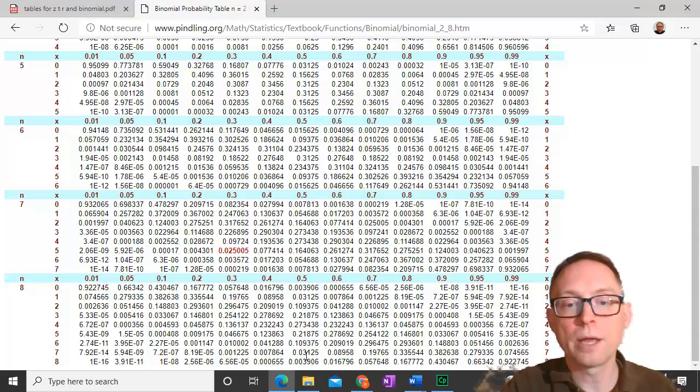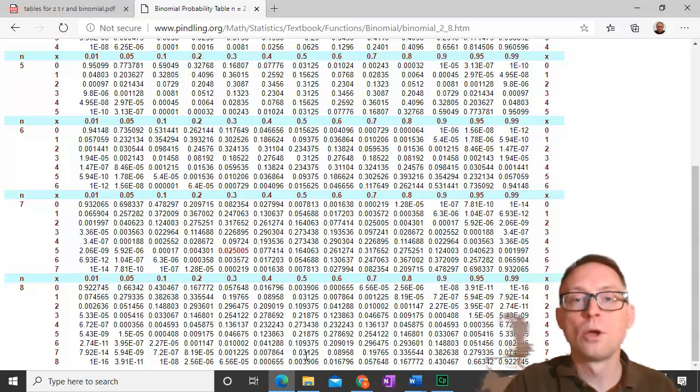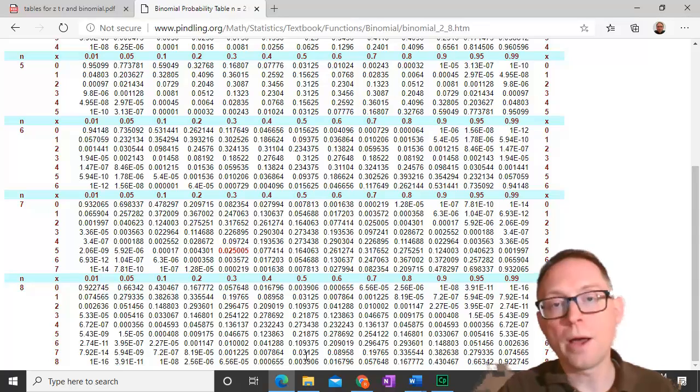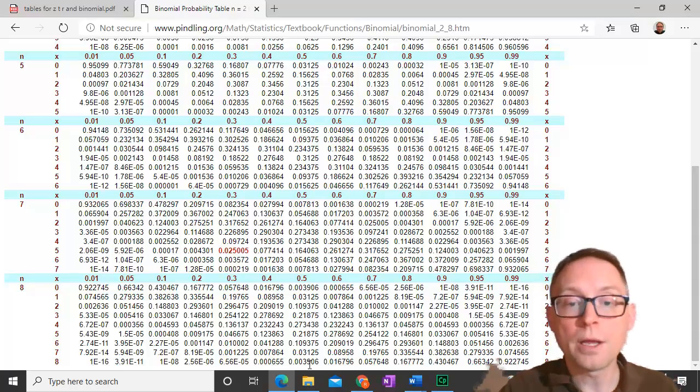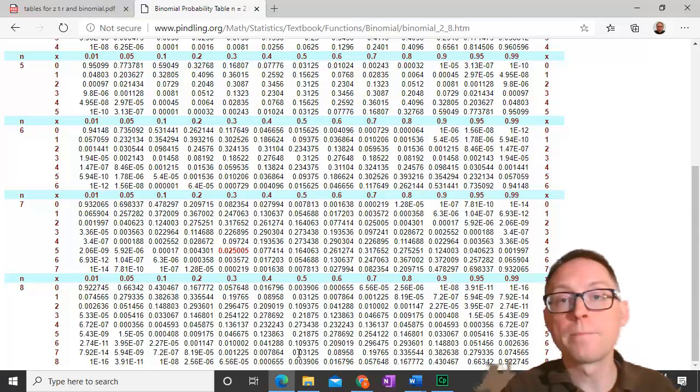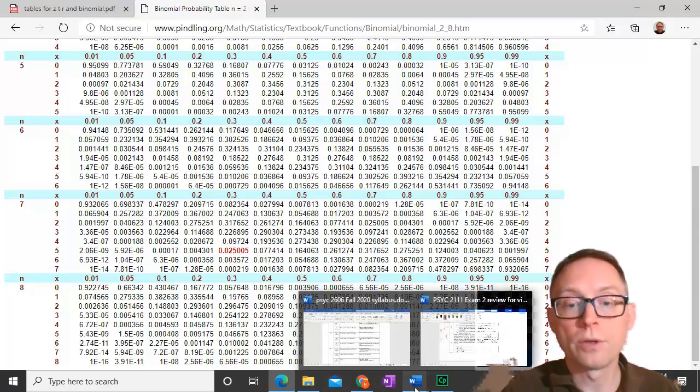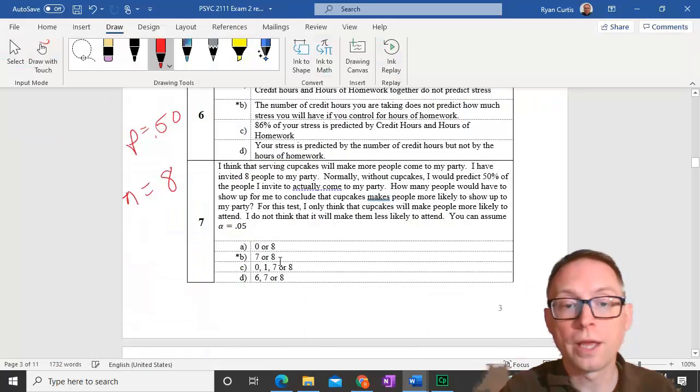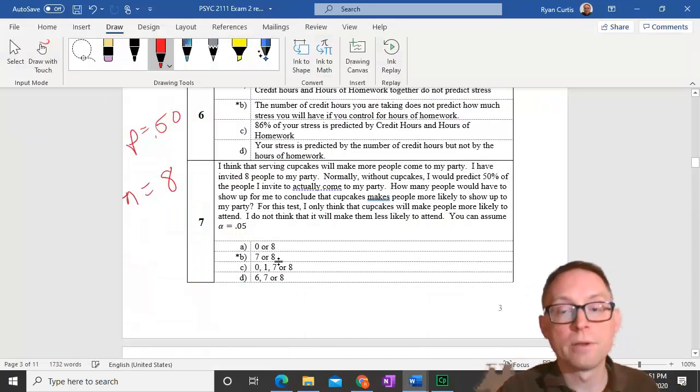It's got to be 7 or 8 people. 7 or 8 people are the only ones where we would reject the null hypothesis, because the probability of 7 or 8 people coming is still less than 0.05. Remember, or means add them up, right? So 7 or 8 people coming, we would add that up. It's still less than 0.05, so we can reject the null hypothesis. So the answer in this case would have to be 7 or 8.